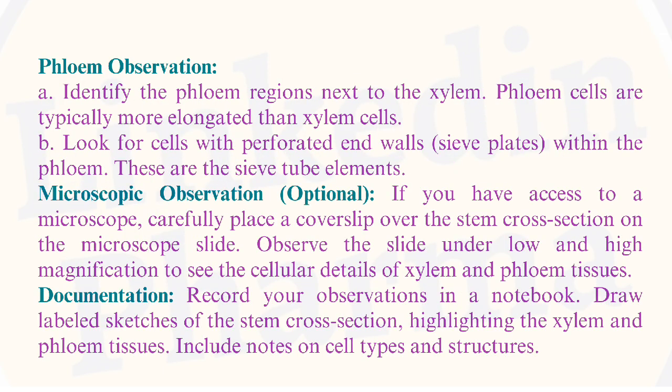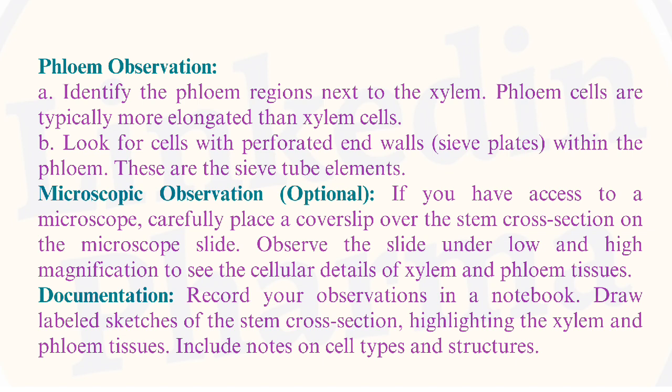Phloem observation. A. Identify the phloem regions next to the xylem. Phloem cells are typically more elongated than xylem cells. B. Look for cells with perforated end walls, sieve plates, within the phloem. These are the sieve tube elements.